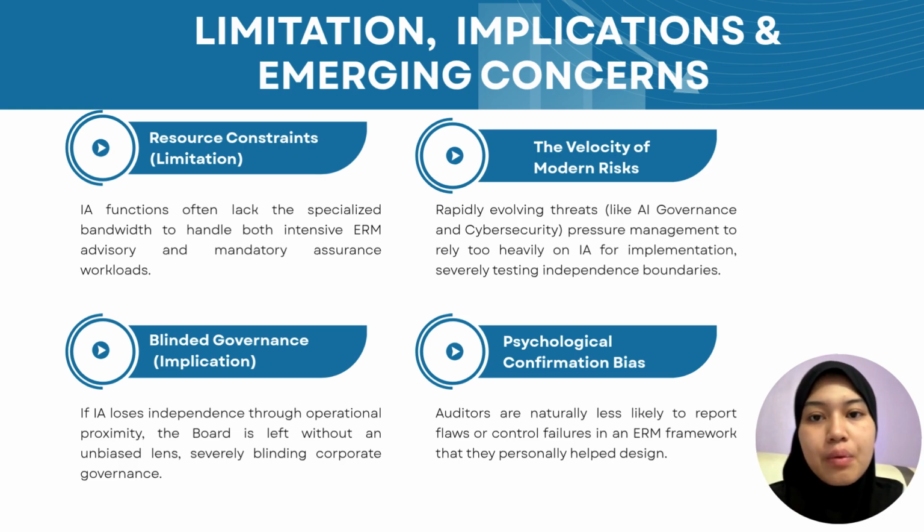On the right side are emerging concerns, where the first one is the velocity of modern risks. Rapidly evolving threats like AI governance and cybersecurity pressure management to rely too heavily on internal audit for implementation, severely testing independence boundaries. Next is psychological confirmation bias, where auditors are naturally less likely to report flaws or control failures in an ERM framework that they personally helped design.